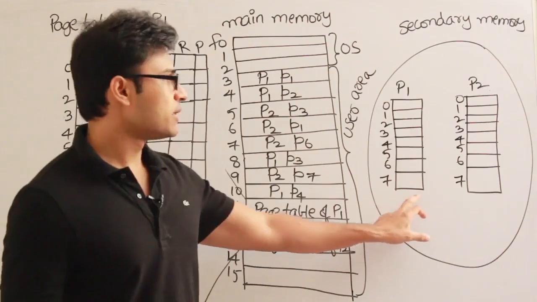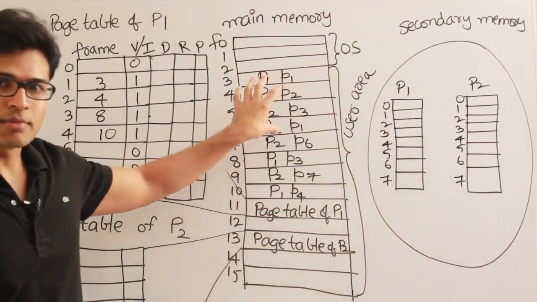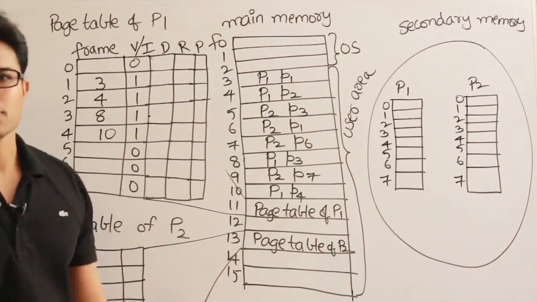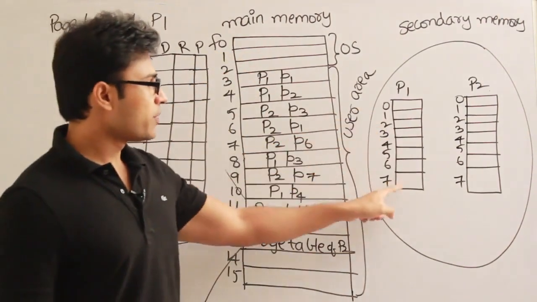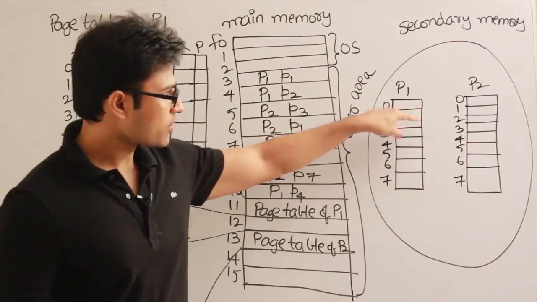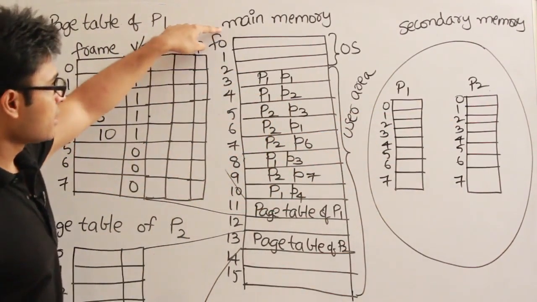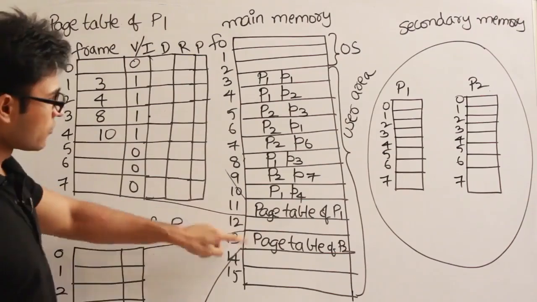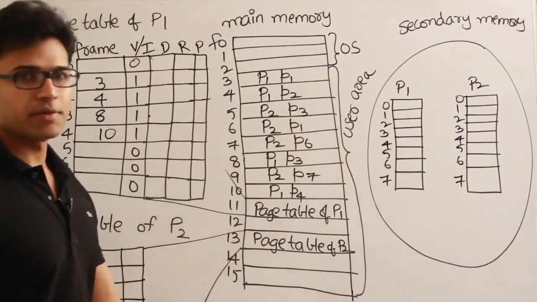There are two processes, P1 and P2, and we are not going to load the entire process into the main memory because main memory will not be sufficient for that. And this is the main memory. Processes are divided into pages. Here process P1 has 8 pages, and process P2 has 8 pages. And now the main memory has frames, 16 frames, in such a way that page size is equal to frame size.